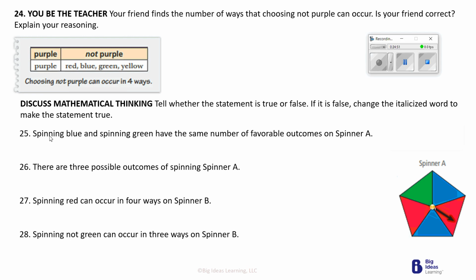All right, it says spinning blue and spinning green have the same number of favorable outcomes on spinner A. So let's see, spinning blue and spinning green. Green, there's only 1 out of 1, 2, 3, 4, 5 chances. And blue, there's 2 out of 5 chances. So I would say this is false, right?